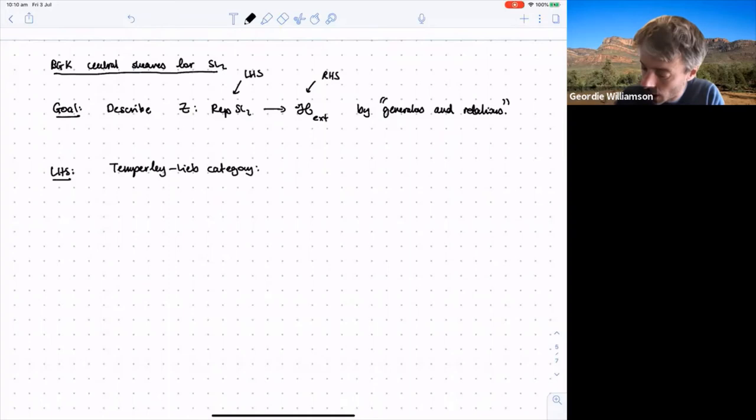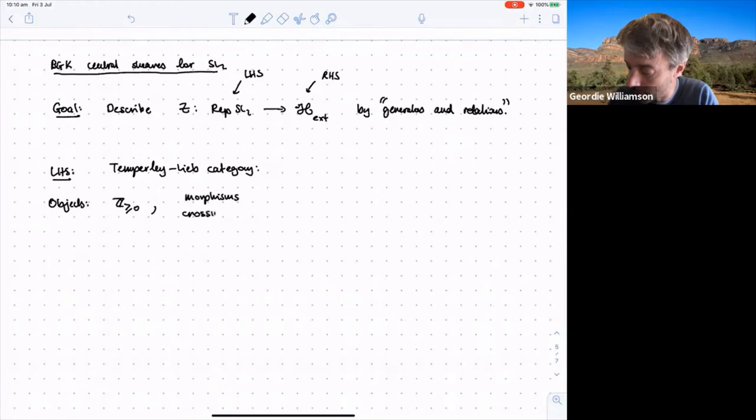So the objects in the Temperley-Lieb category are non-negative integers. The morphisms, I'm sure you've all seen this before, are crossingless matchings. And we have a unique kind of interesting relation, where the circle evaluates to -2.